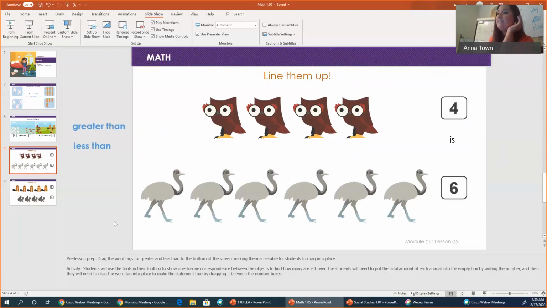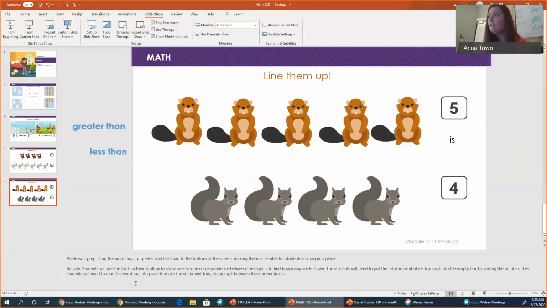Good job. You should have said 4 is less than 6 because it's a smaller amount. Looking to our last slide, we are comparing chipmunks to squirrels. There is a 5 written next to the chipmunks because there are 1, 2, 3, 4, 5 chipmunks. There is a 4 written next to the squirrels because there are 1, 2, 3, 4 squirrels.